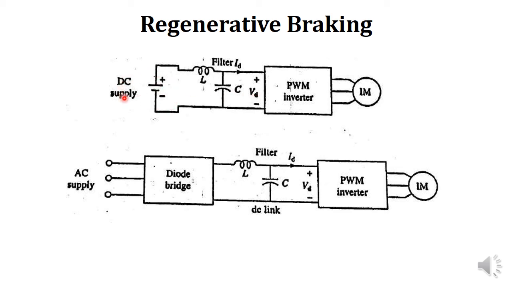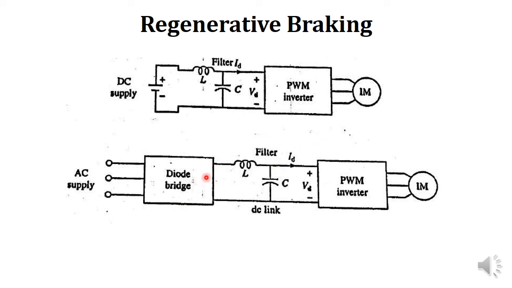So if we have a DC supply, then there is no additional circuitry required for implementing regenerative braking. Regenerative braking will happen by its own. But if we have an AC supply, three-phase AC supply, then we have to rectify this using a diode bridge, and it is to be given to a PWM inverter. These two circuits were discussed in the previous lecture.